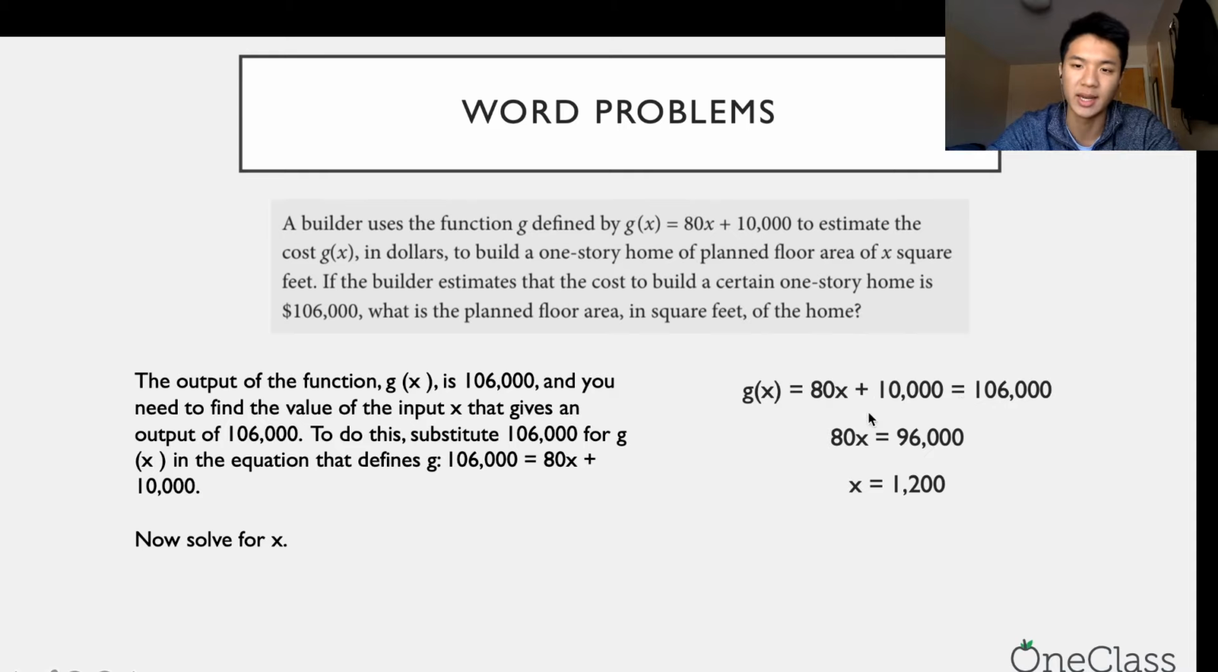g of x equals 80x plus 10,000 equals 106,000. Once we've gotten to this point, it's very simple to just do a linear equation and solve for the variable. Subtract 10,000 from each side, you get 80x equals 96,000, and you get x equals 1,200. And so in that sense, this problem was a little bit easier than the rest because less translation was involved. We get to the final answer, x equals 1,200, and that should make sense to us. The process here is a little bit more straightforward than some of the problems we were dealing with before. Hopefully, again, this makes sense.